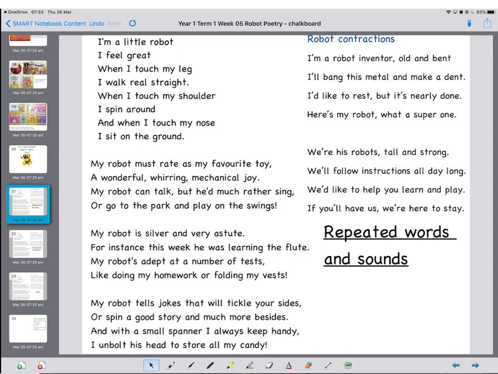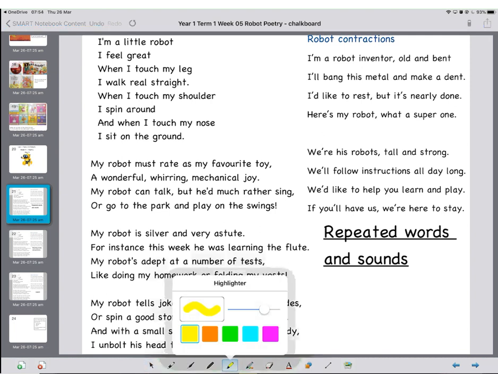Welcome back, Year 1. Now today we're going to be looking at the 3 poems, and we're going to be looking at different features. The first feature we're going to be looking at is repeated words or phrases and repeated sounds. So if you can hear the same sound through it, then that would count, but mostly we're looking at repeated words. So I'm going to show you how to do it with the first poem, and then I want you to have a go with your grown-up at writing down the words that are repeated in the second poem, which is this section, and the third poem, which is Robot Contractions. Okay, so when you're ready, we're going to get going.